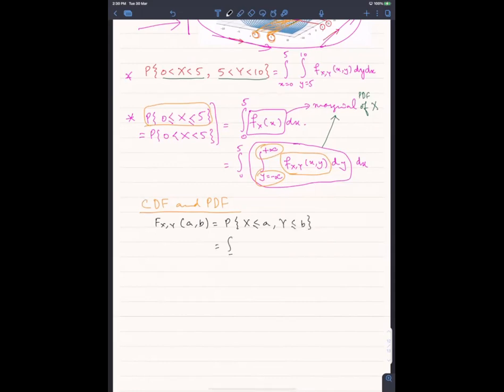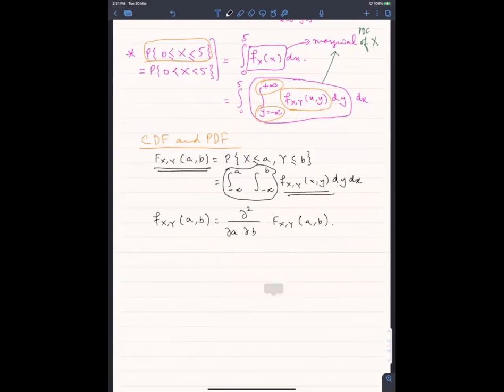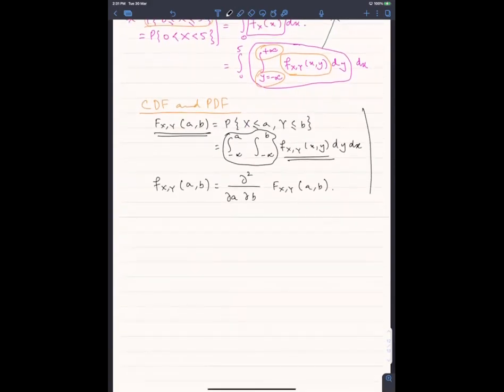So this is equal to integral from minus infinity to a, minus infinity to b, f_XY(x,y) dy dx. So इसको आपको एक बार नहीं, दो बार differentiate करना पड़ेगा. So you'll have to do a partial differentiation here. So if you do that, देख लें इस side पे दो दफा differentiate करें तो you will end up getting this guy. So f_XY(a,b) would be equal to double differentiation with respect to a and then with respect to b of F_XY(a,b).